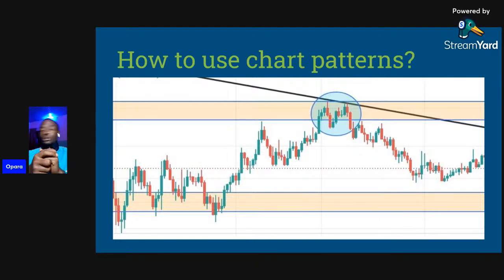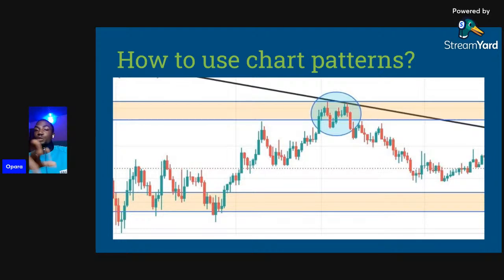In as much as a chart pattern can form at any particular point in time, the point at which a chart pattern has more credence is when it forms at an area of value. If you look at this particular point now, look inside that circle, you discover that there's an M pattern that was formed there. That's a double top. I see it now, it's forming on the chart.